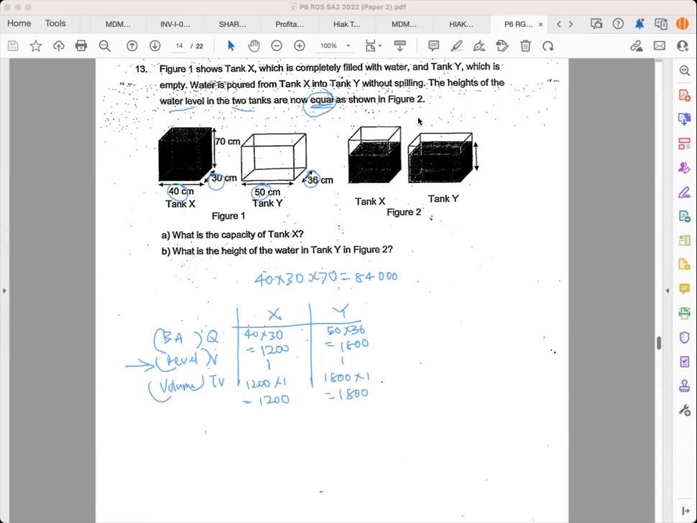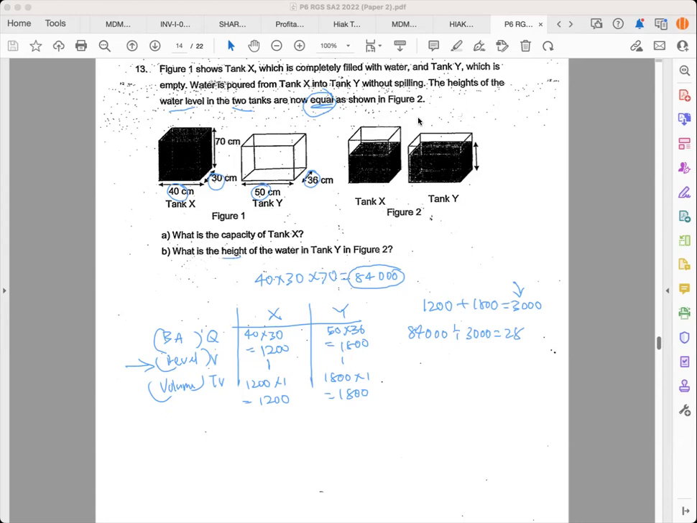This table represents one group. So the volume in one group will be 1,200 plus 1,800. That gives you 3,000. The total volume of water is divided into groups like this. The next question we ask ourselves is how many groups 84,000 is divided into. So 84,000 divided by 3,000, you get 28 groups. So there are 28 groups.